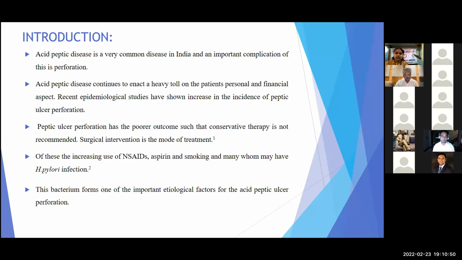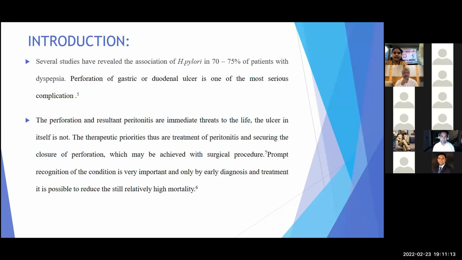Recent epidemiological studies have shown an increase in the incidence of peptic ulcer perforation. Perforation has a poorer outcome such that conservative therapy is not recommended. Surgical intervention is the mode of treatment. Risk factors include the increasing use of NSAIDs, aspirin, smoking, and many may have Helicobacter pylori infection. This bacterium forms one of the most important etiological factors for acid peptic ulcer perforation. Several studies have revealed the association of Helicobacter pylori in 70 to 75% of patients with dyspepsia.